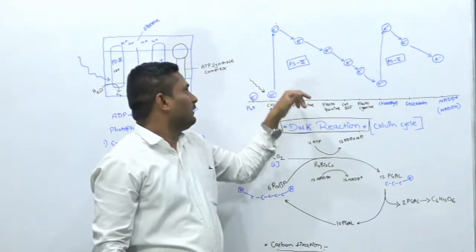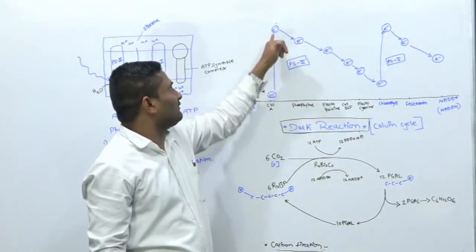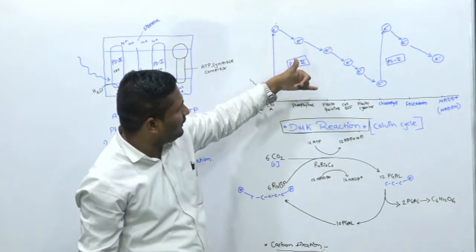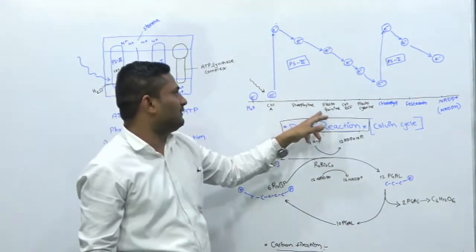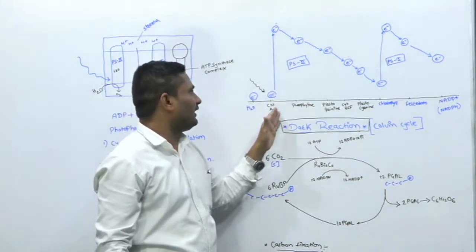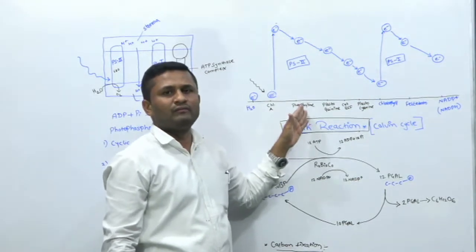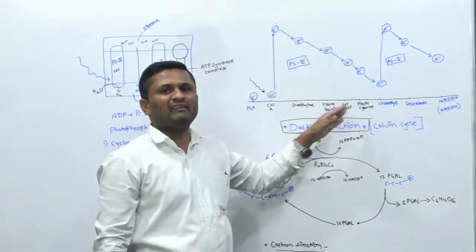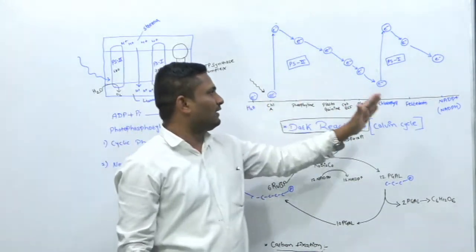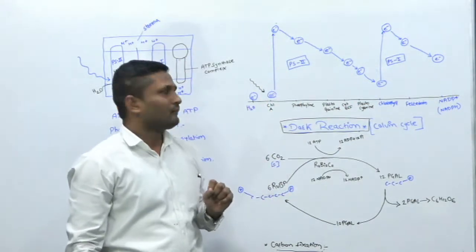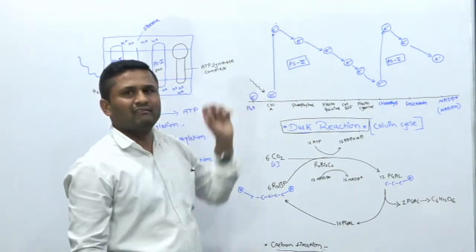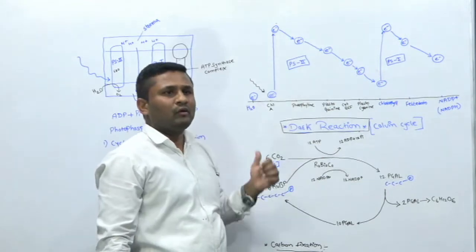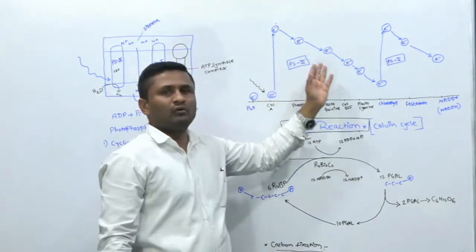Okay? Now while doing so, this electron is losing some energy. See, again it is traveling next to the plastoquinone. So from chlorophyll A to pheophytin, from pheophytin to plastoquinone, to cytochrome b6f complex, and to plastocyanin. This is for PS second. So this transport of the electron causes that electron to lose some energy.